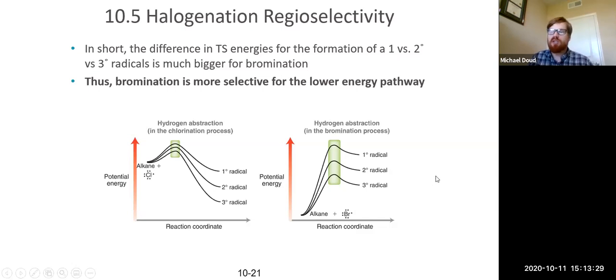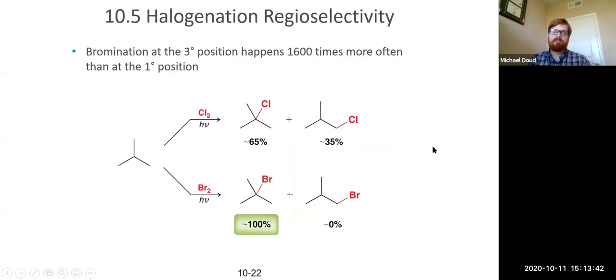So bromination is going to be really useful for us because it's a way that we can predict which brominated product we're going to form. We're going to form tertiary first, then secondary, then primary. So practically speaking, bromination is what we're going to use from here on out. For example, here we have 2-methylpropane.